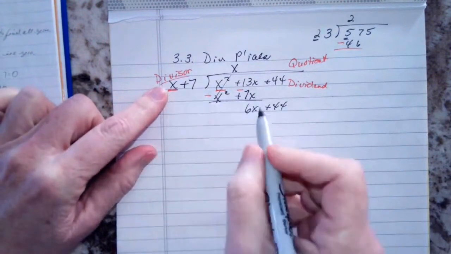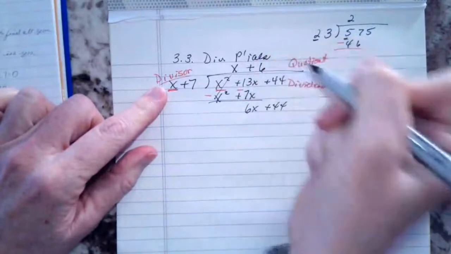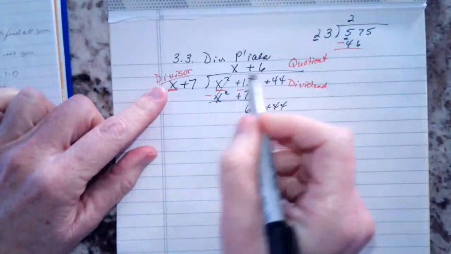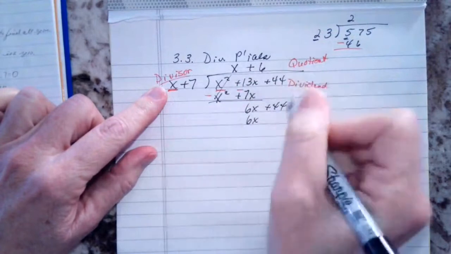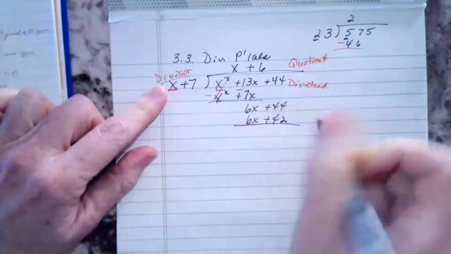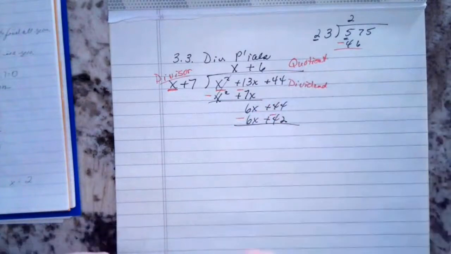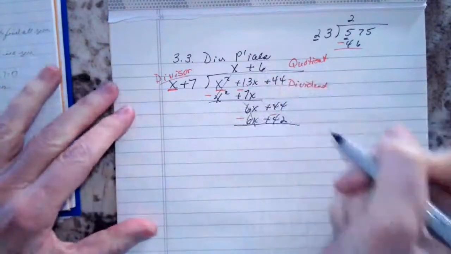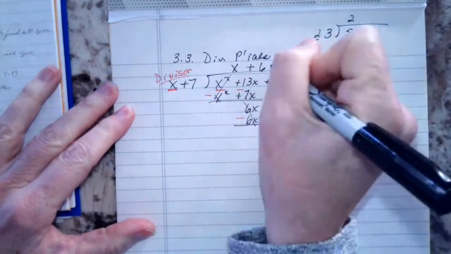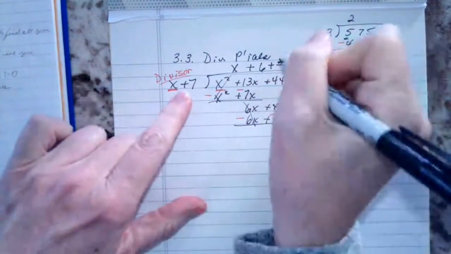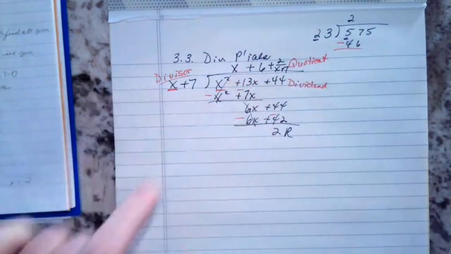What do you multiply x times to make him be a 6x? That would be a 6. So I'm going to throw a plus 6 up there. And then I'm going to multiply these: 6 times x, 6 times 7. Then I'm going to change the signs. I'm going to subtract. Those are gone. I've got 2 left here. That's my remainder. And up here I would put plus 2 over x plus 7.